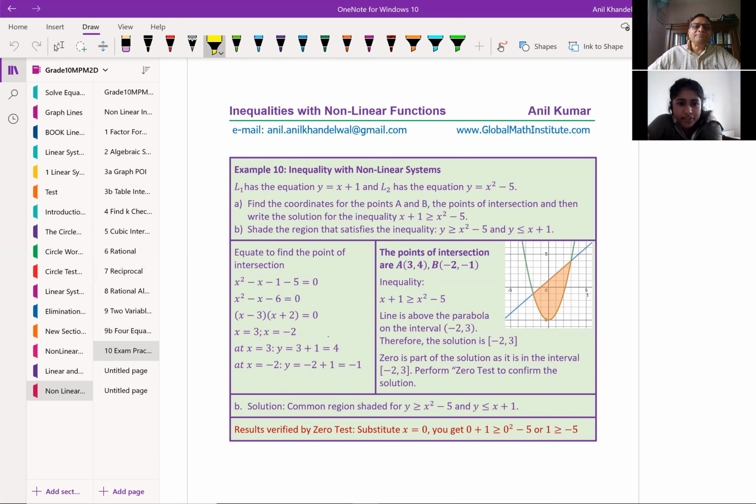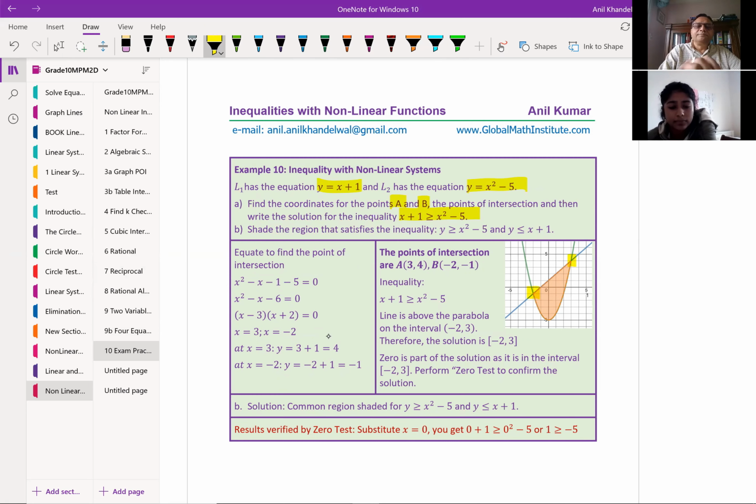All right. So example 10, inequality with nonlinear systems. L1 has the equation y equals x plus 1. And L2 has the equation y equals x squared minus 5. A, find the coordinates of the points A and B, the points of intersection, and then write the solution for the inequality where x plus 1 is greater than or equal to x squared minus 5.